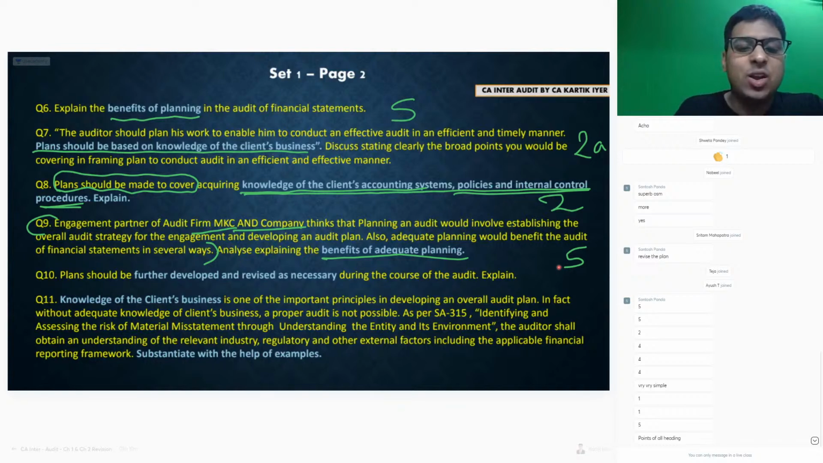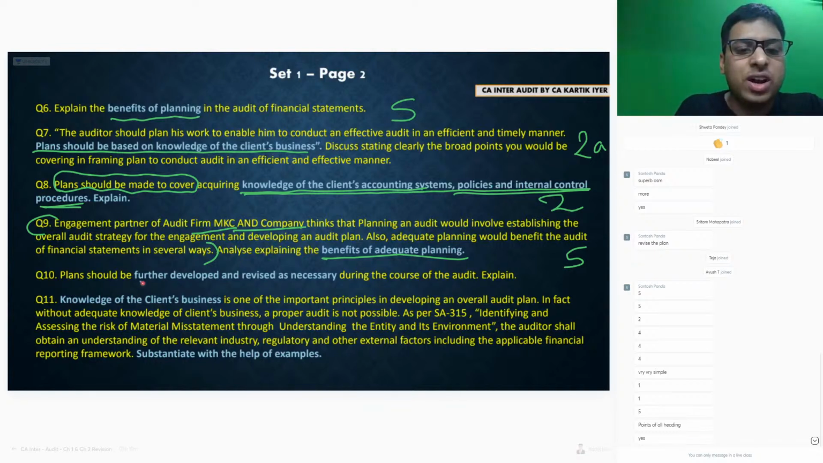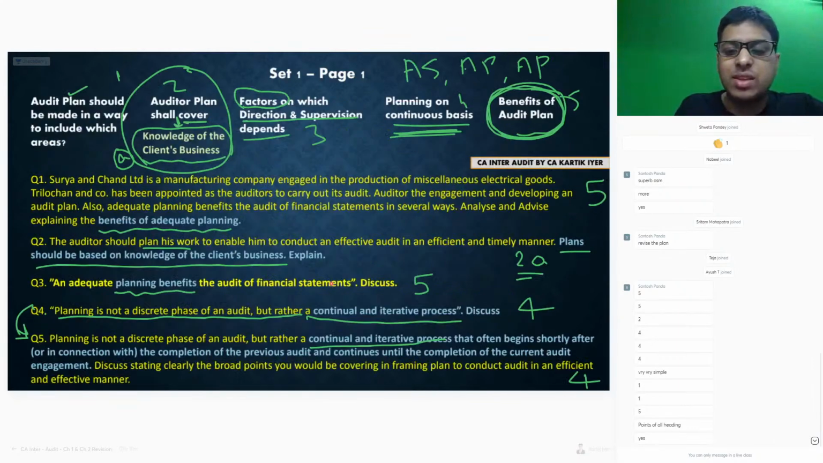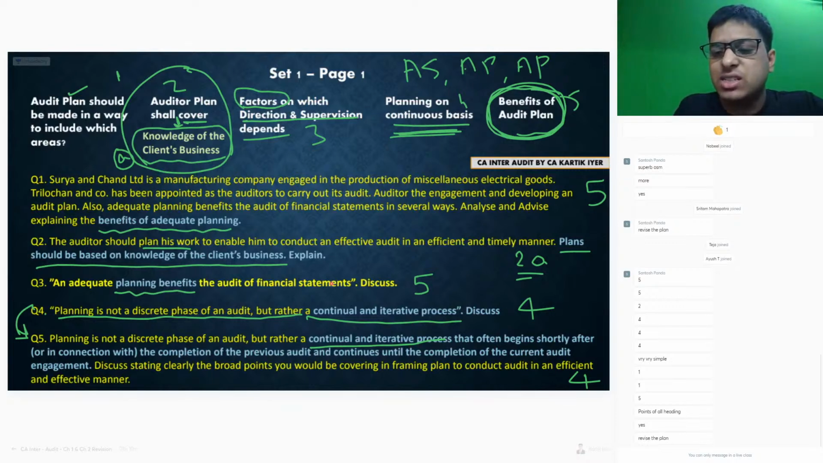Okay. Now, next is plans should be further developed and revised as necessary. So, what does this mean now? Plans should be further developed and revised. It means that you have to continuously keep revising the plan. Can you tell me which answer is this, students? Tell me.